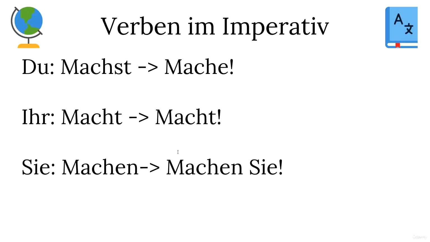And for Sie, it's also the same. The verb stays exactly the same, but you have to add the pronoun after the verb. Machen Sie. Sie with imperative is usually used when you want to talk to someone in a formal way, but you also want them to do something. And this goes for almost all verbs.